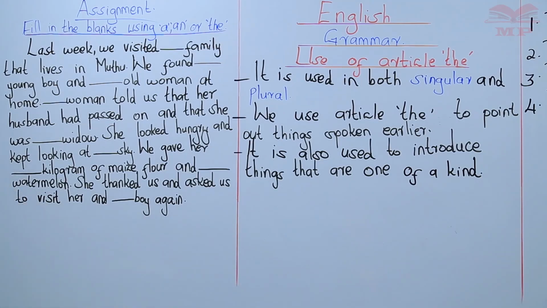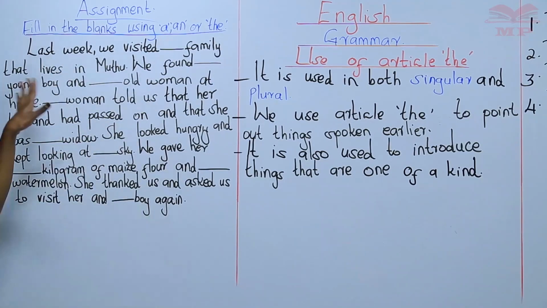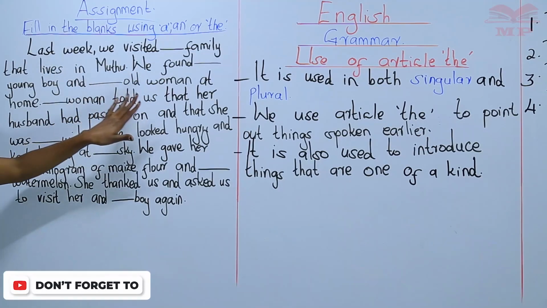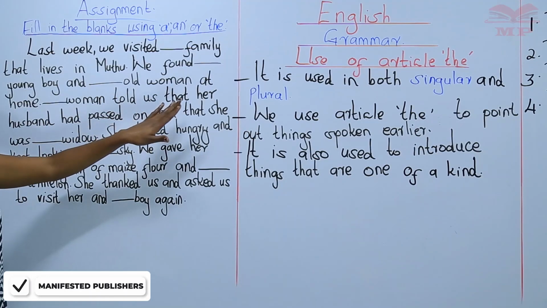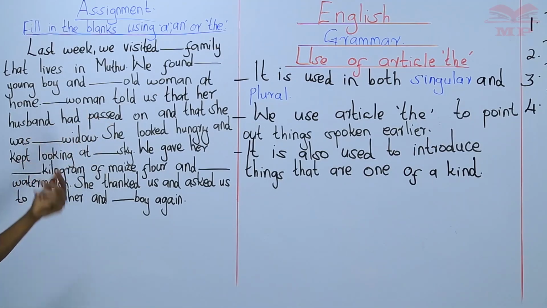I'll read the assignment one more time. Last week, we visited Dash family that lives in Mudhu. We found Dash young boy and Dash old woman at home. Dash woman told us that her husband had passed on and she was Dash widow.